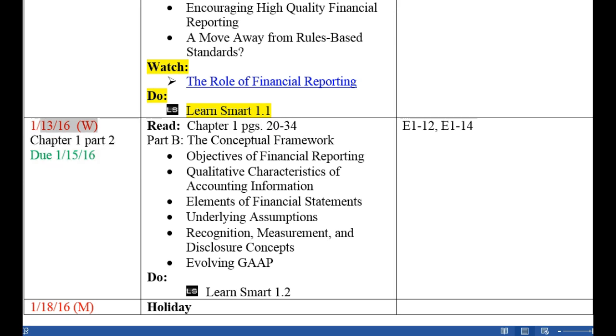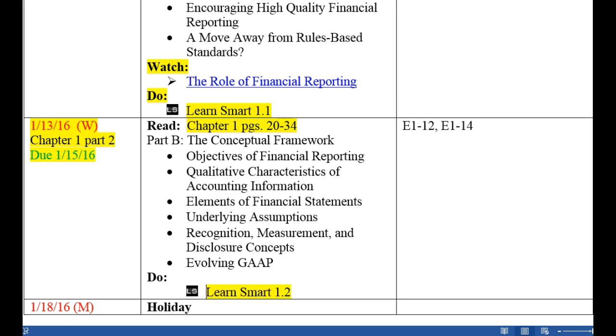The next day would be Wednesday that I would have something for you to do. Wednesday, the 13th of January. This is Chapter 1, and there's a second part to it. It's assigned on Wednesday, so it's due on Friday, the 15th. These are the pages in the book I would like you to read. These are the detailed topics covered, and this is the Learn Smart that relates to that reading.